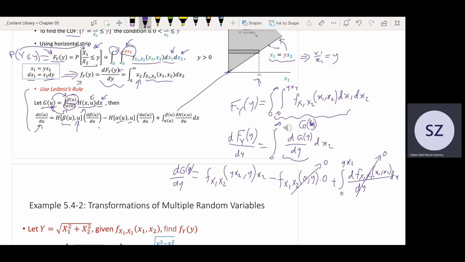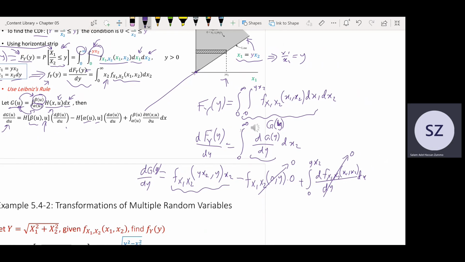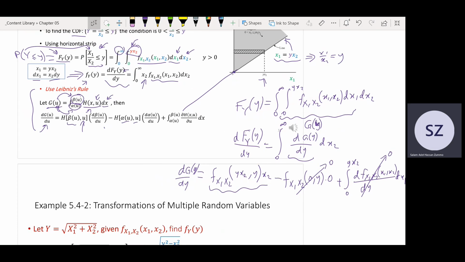So now the PDF of y will be basically the integral from 0 to infinity of this derivative, which is x2 multiplied by f(x1, y x1), dx1, because the original g was x1. Don't imagine we will give you the final like this, but at least you need to understand.